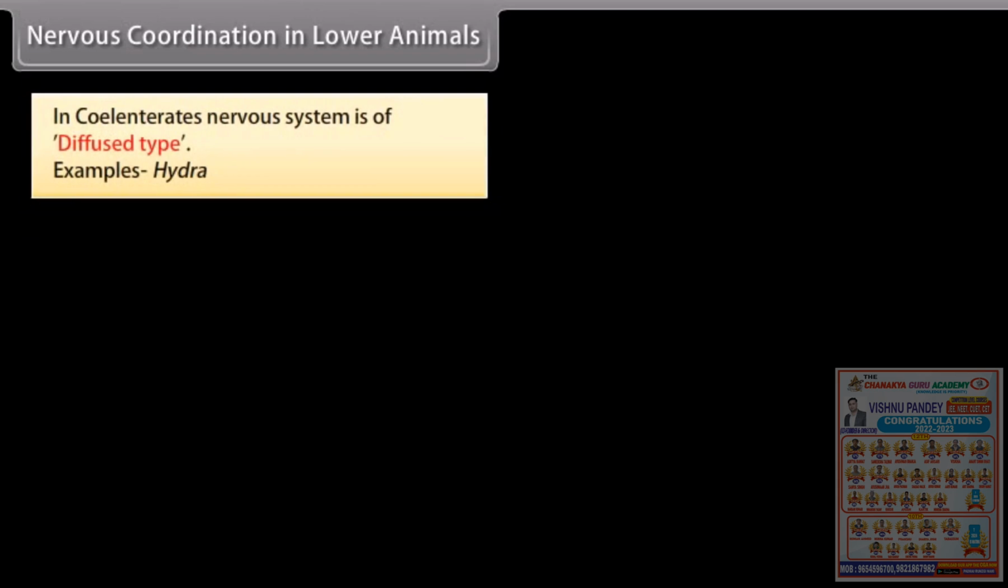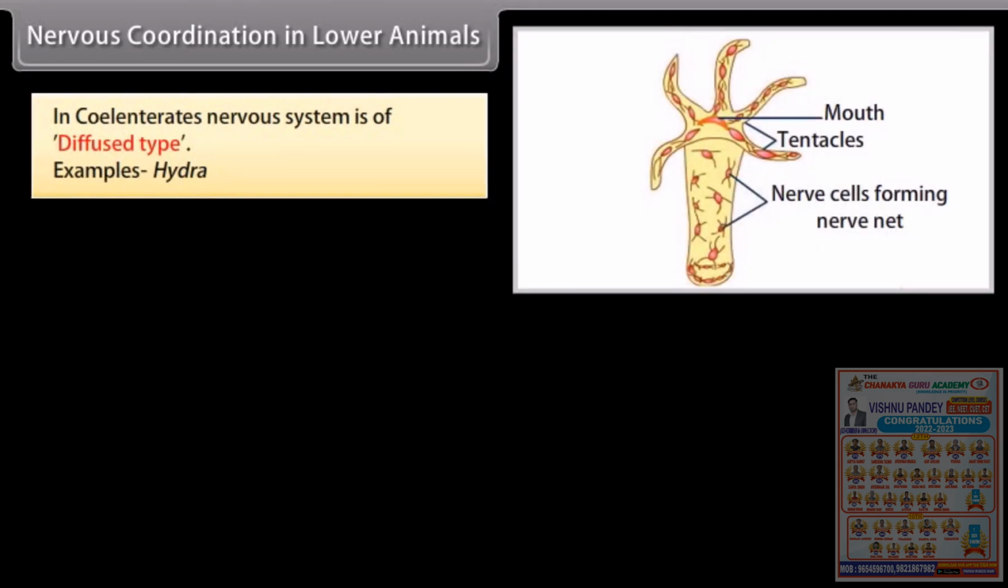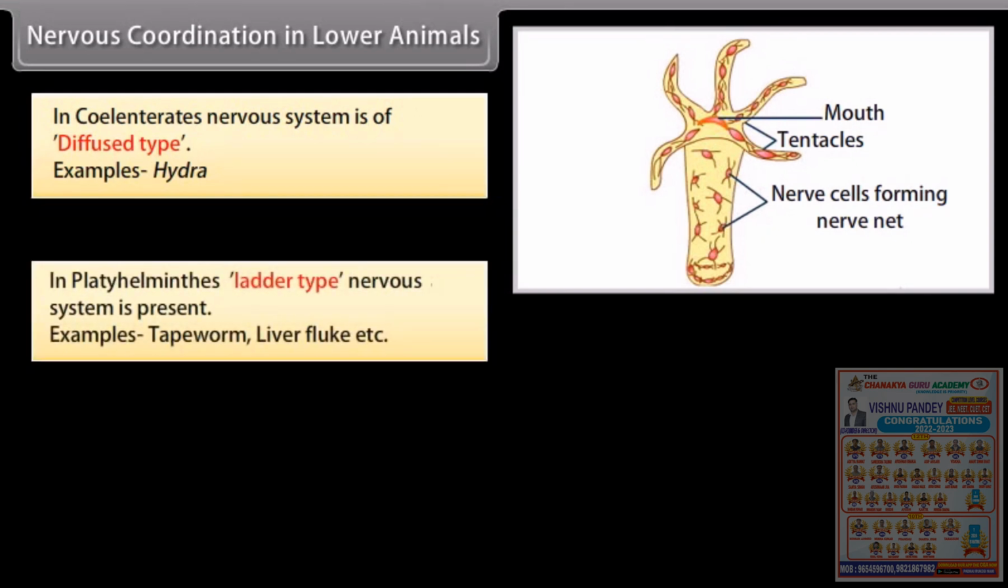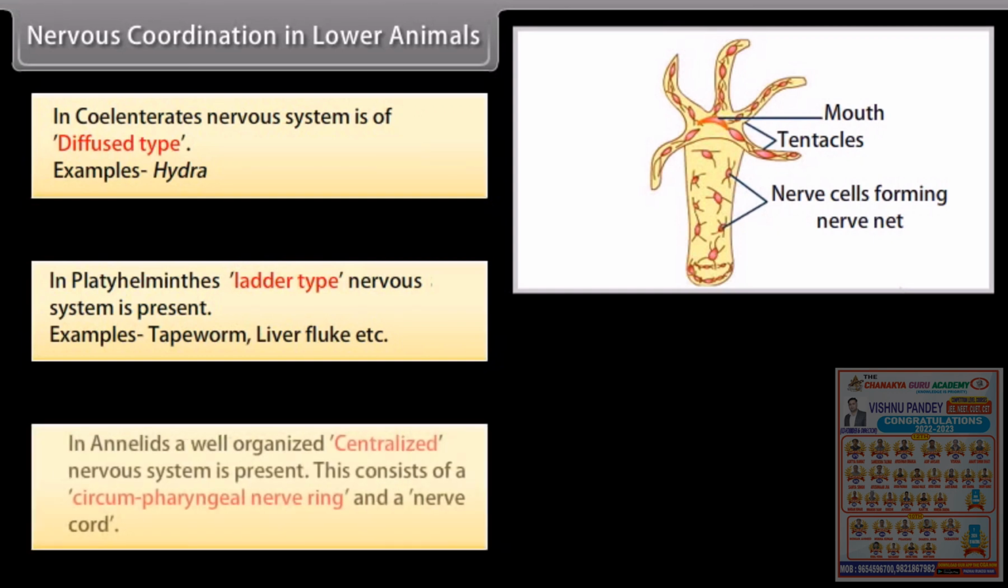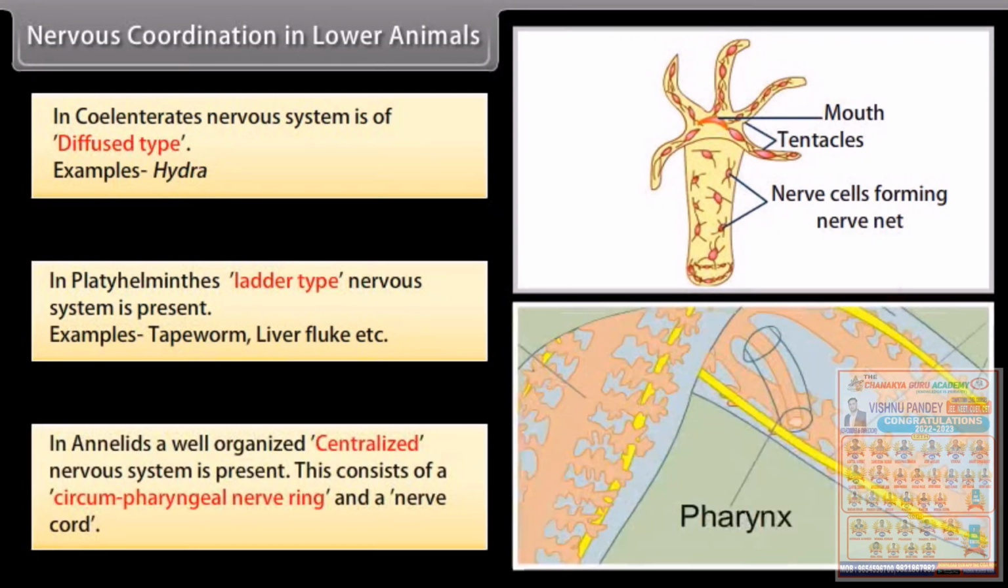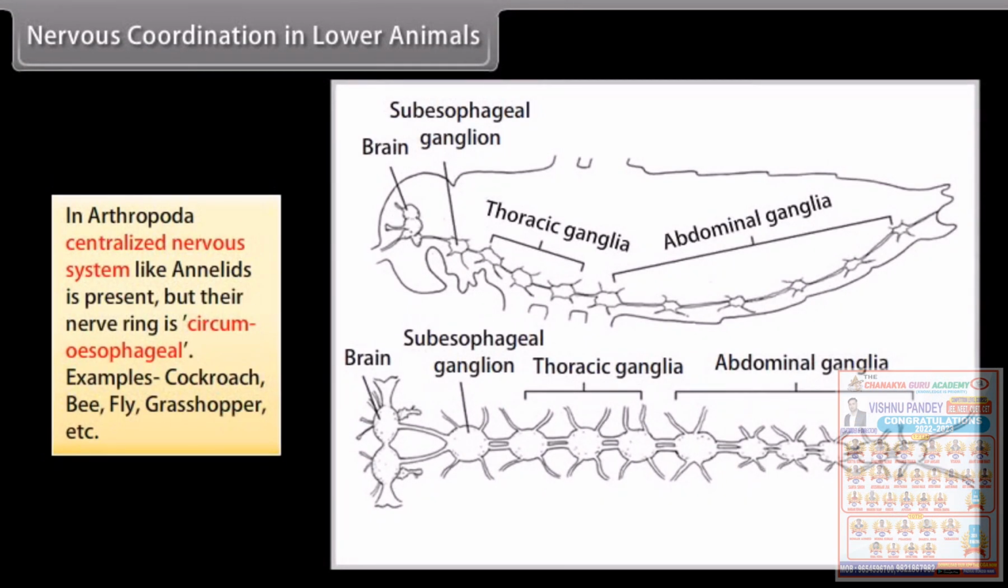Nervous coordination in lower animals. In coelenterates, nervous system is of diffused type. Example: hydra. In Platyhelminthes, ladder-type nervous system is present. Examples: tapeworm, liver fluke, etc. In annelids, a well-organized centralized nervous system is present. This consists of a circumpharyngeal nerve ring and a nerve cord. In arthropoda, centralized nervous system like annelids is present, but their nerve ring is circumesophageal.